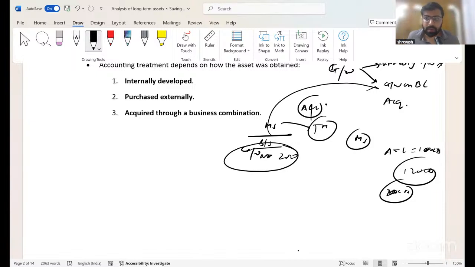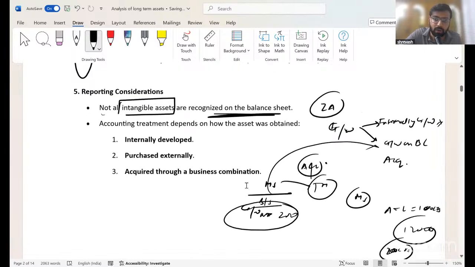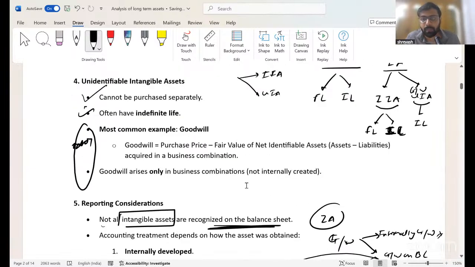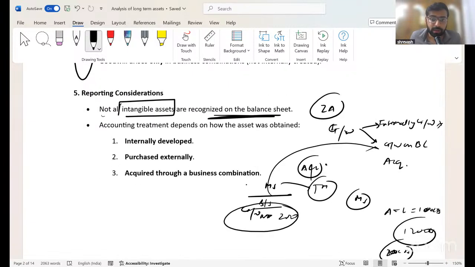Right. And that is how the whole criteria works in terms of goodwill. So if an intangible asset is internally generated, it will not be recognized. The example that I took was goodwill, but there's an exception to this, and we will discuss that. If the intangible asset was purchased externally, you can recognize it. If it is acquired through business combination, you can recognize this goodwill.